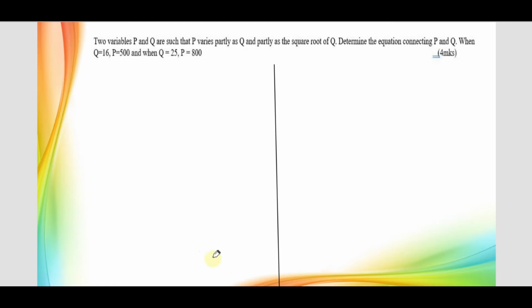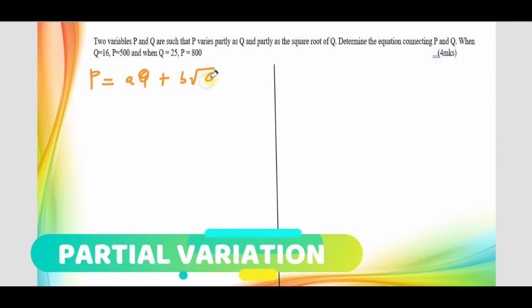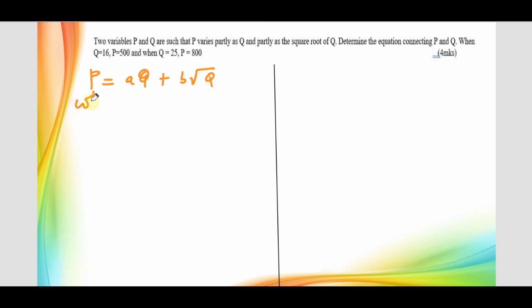this equation. P varies partly as q and partly as the square root of q. That is how we're supposed to write that expression, where a and b are constants.